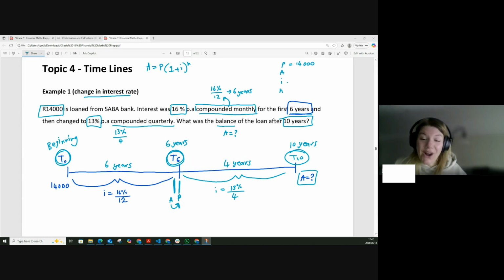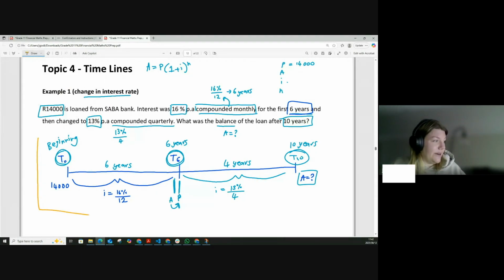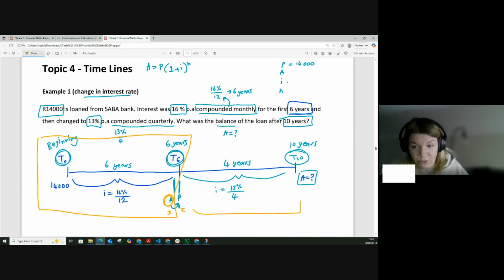Okay, so after you get your A, think of this as 2 separate problems. Your first problem is just this scenario over here. Think of it as a normal compound interest problem where you're trying to find your A value for your 6 years and your interest is at 16% over 12. Once you have that A value, let's say that A value is X, that then becomes your P value for the second part of the story. And that's how you then would find A.